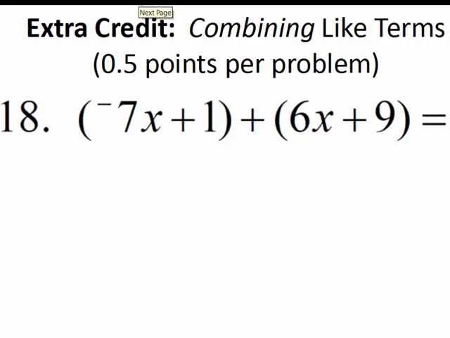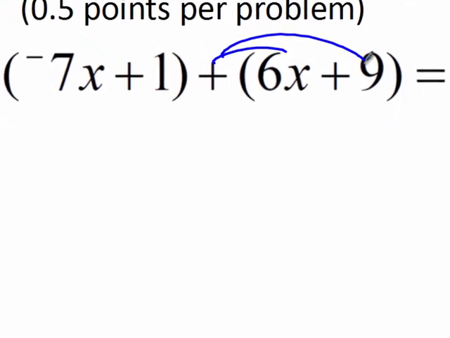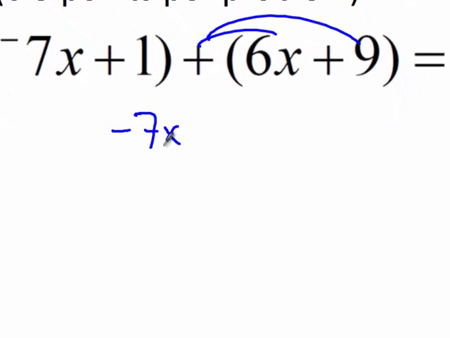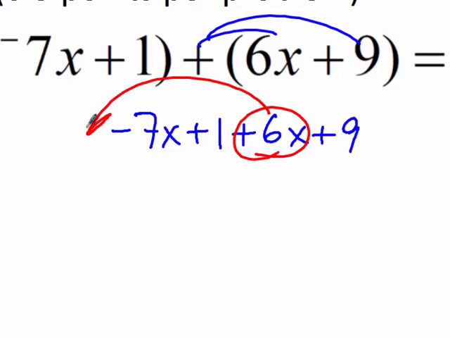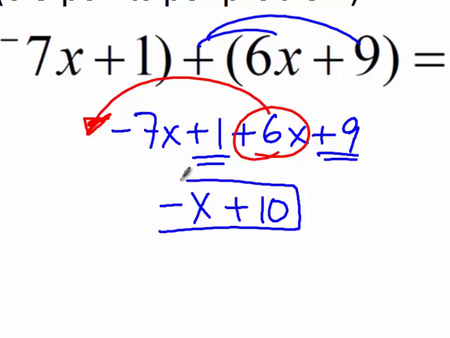Number 18, we have the quantity negative 7x plus 1 plus the quantity 6x plus 9. Rewriting this, we can write negative 7x plus 1 plus 6x plus 9. Combining like terms, we have 6x minus 7x. 6x minus 7x is a negative 1x. And we have 1 plus 9. 1 plus 9 is 10. The simplified algebraic expression is negative 1x plus 10.